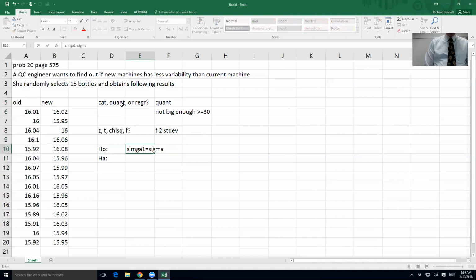Sigma 2, the alternative, or here, let's do it this way. Instead of sigma 1, there's nothing wrong with sigma 1, sigma 2. But to be more explicit, let's do sigma old equals sigma new. Because that's going to make your thing a little bit better.